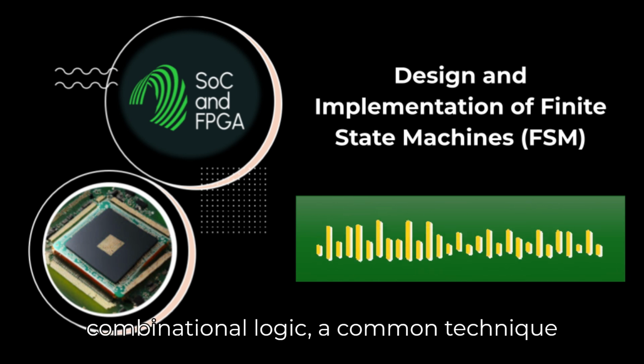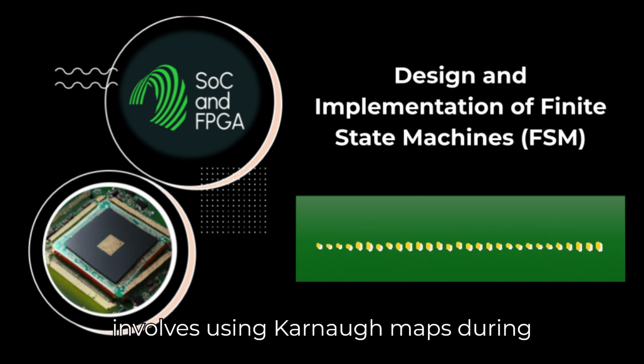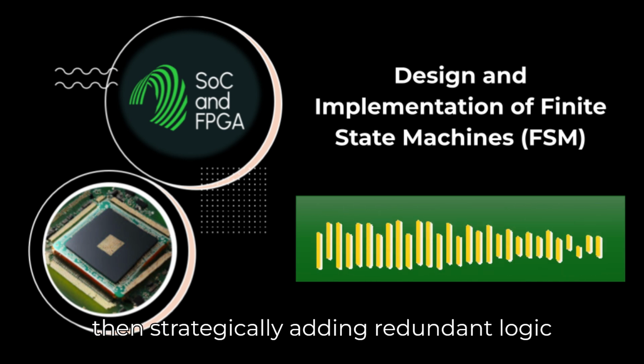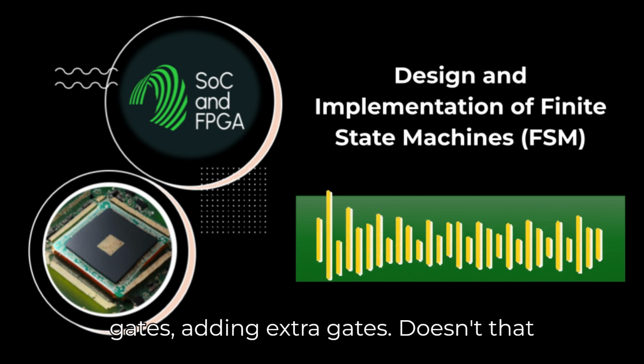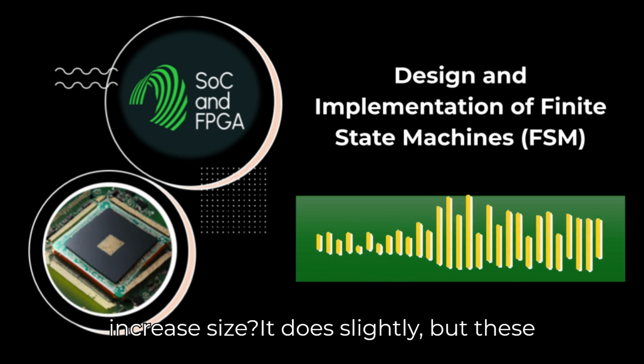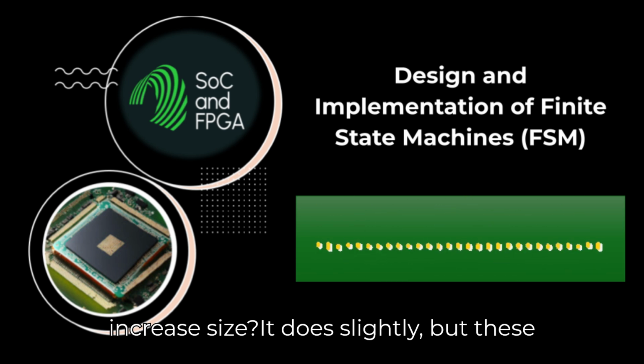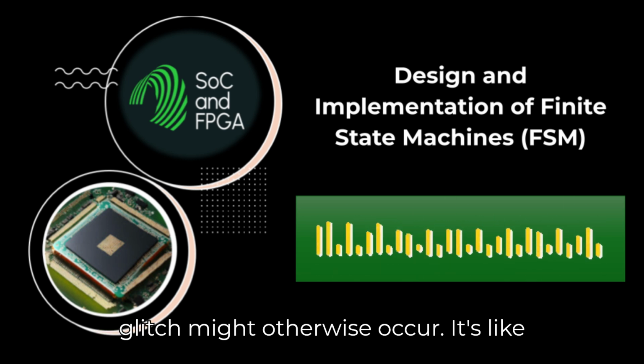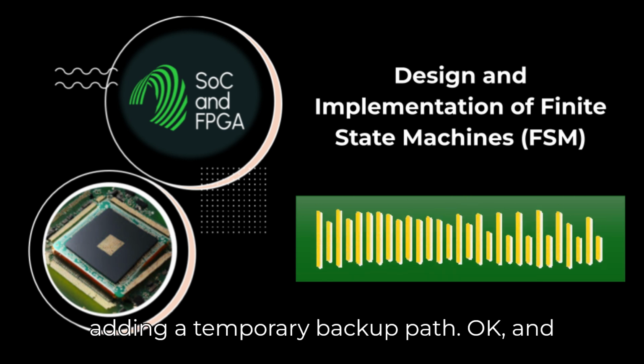For hazards in combinational logic, a common technique involves using Karnaugh maps during design to identify potential hazards and then strategically adding redundant logic gates. Adding extra gates. Doesn't that increase size? It does, slightly. But these redundant gates effectively hold the output stable during transitions where a glitch might otherwise occur. It's like adding a temporary backup path.